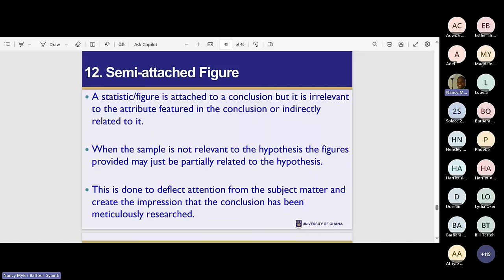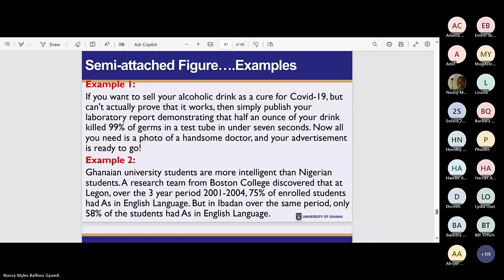Look at example one. If you want to sell your alcoholic drink as a cure for COVID-19, let's use a sanitizer. Okay. If you want to sell your sanitizer as a cure for COVID-19, but you can't actually prove that it works, then simply publish your laboratory report demonstrating that half an ounce of your drink killed 99% of germs in a test tube in under 7 seconds. Just show that your sanitizer, when you poured it into a test tube at the lab, killed 99% of germs at once. That is verifiable.